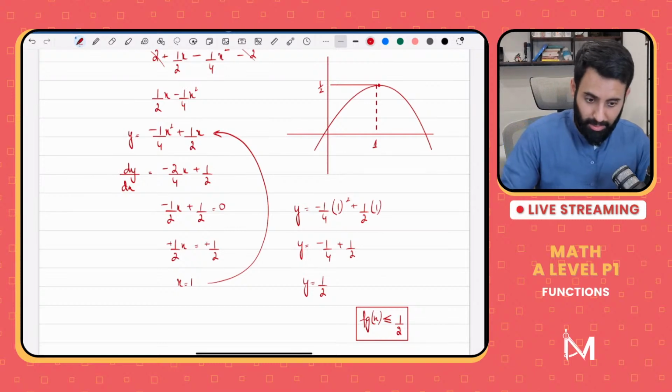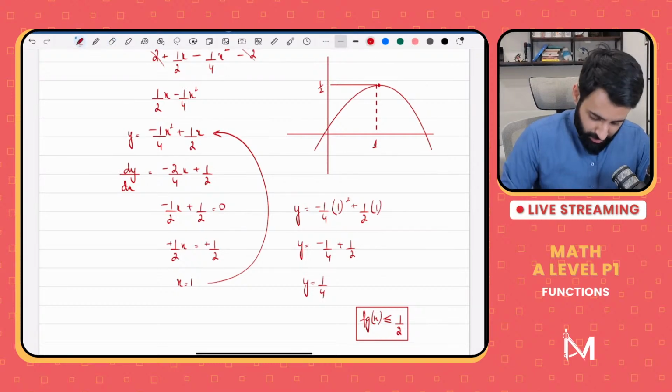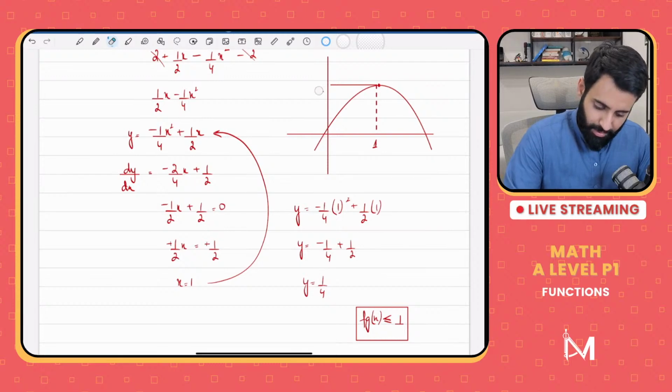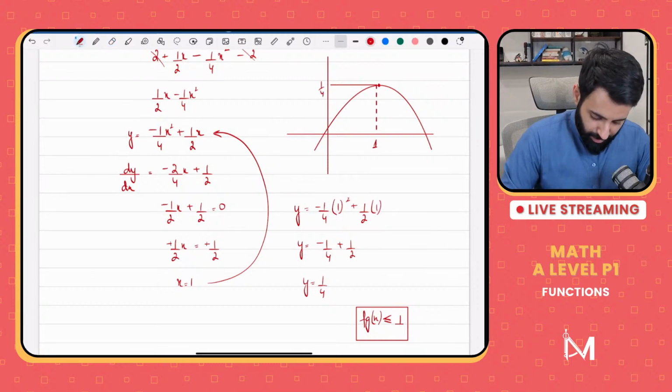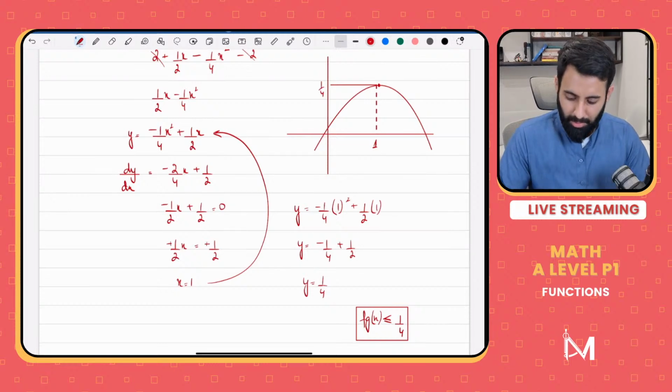Okay, I just realized that minus 1 upon 4 plus 1 upon 2 is actually 1 upon 4. It's not 1 upon 2. Sorry, it's 1 upon 4. And I should have used a calculator. My mental math is honestly not that good. But anyway, here we are. This is the answer.